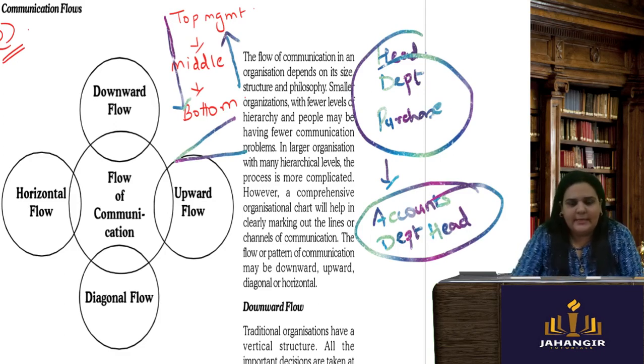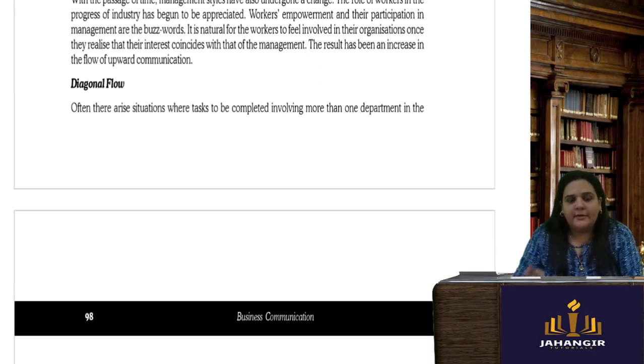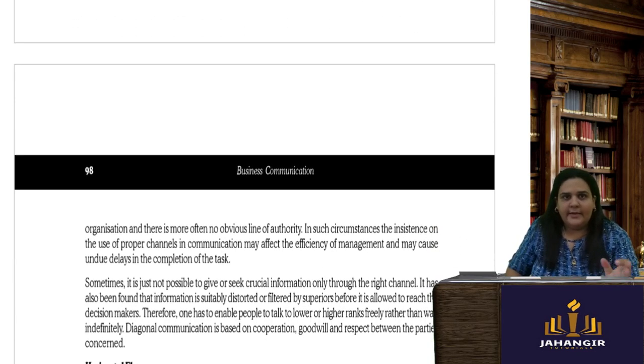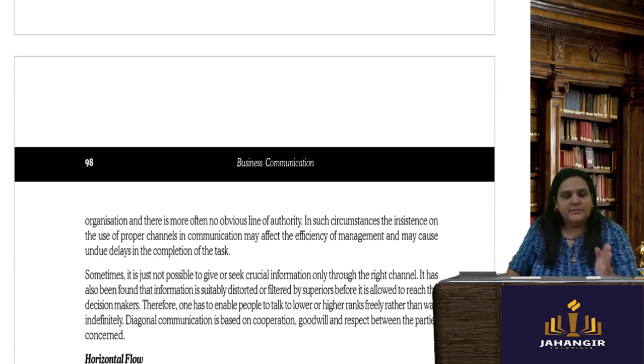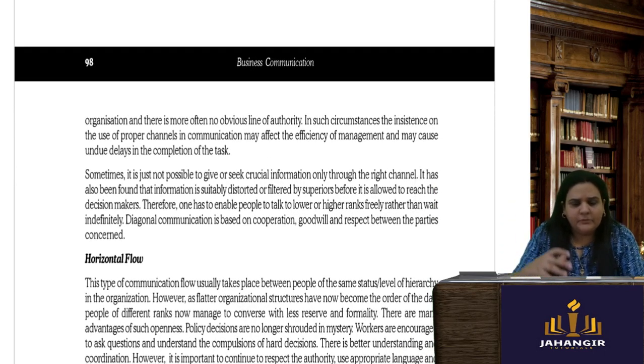Upward and downward flow are very easy. We need to know more about the diagonal flow and the horizontal flow. So diagonal flow, what is diagonal? Sometimes two departments have to work together. One work requires going through different departmental procedures, right? Like right now I told you, the head of the purchase department is communicating with the head of the accounts department.